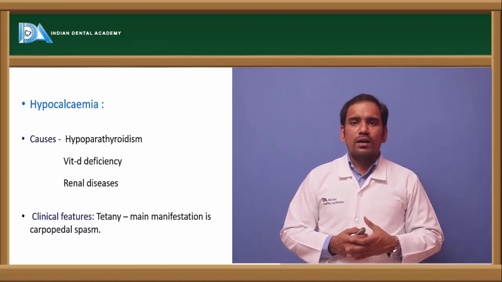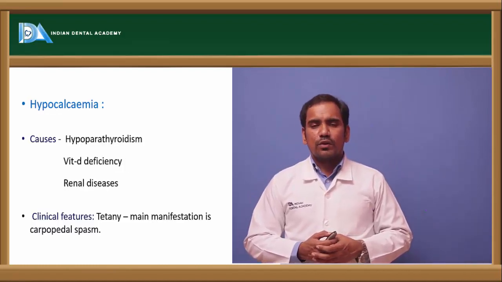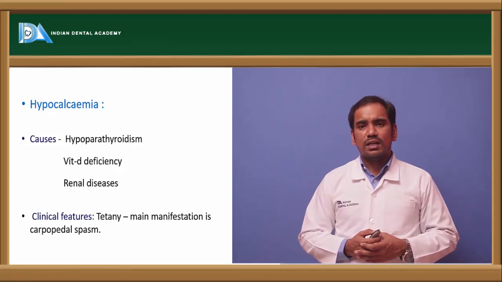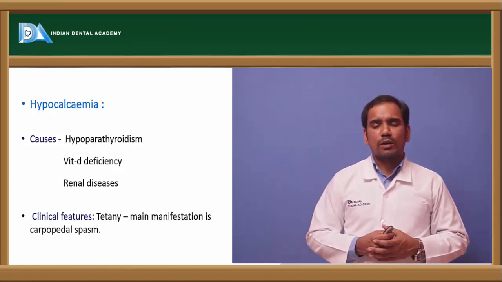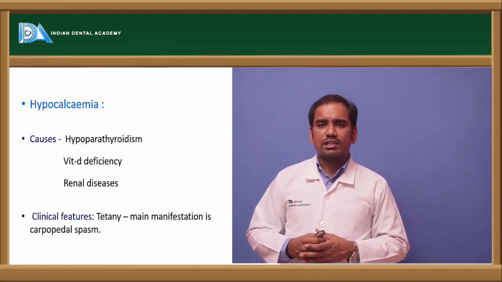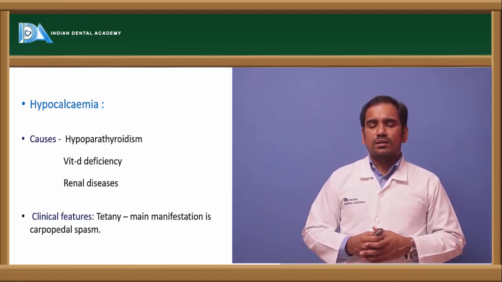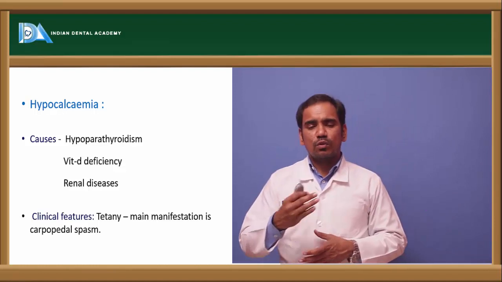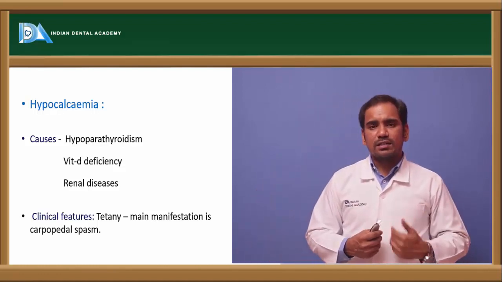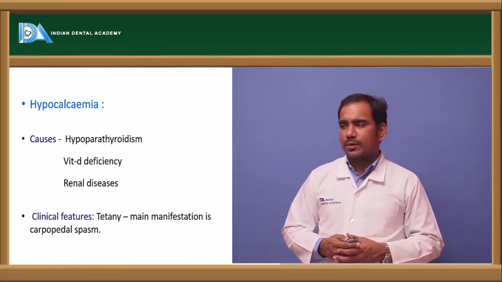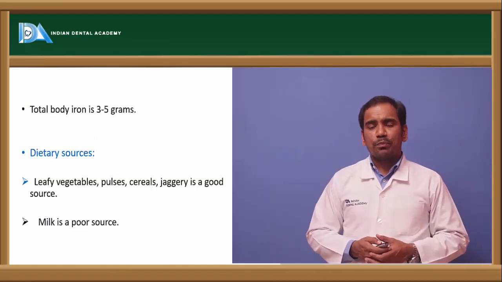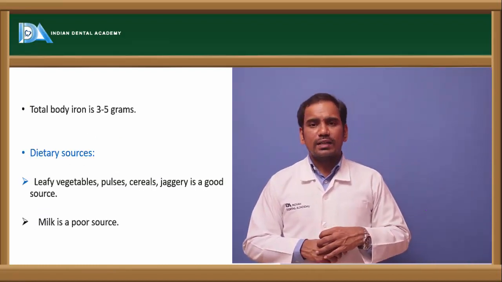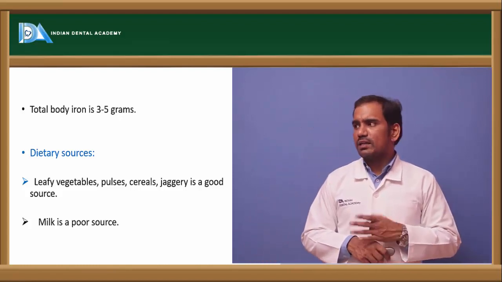That's about calcium. We have seen what the sources and RDA are, what the important functions of calcium are, what the normal level is, what factors affect the calcium level, and what happens whenever the calcium level is beyond its range, that is, hypercalcemia and hypocalcemia. Coming to the next most important mineral, iron. The total iron content in the body is 3 to 5 grams.